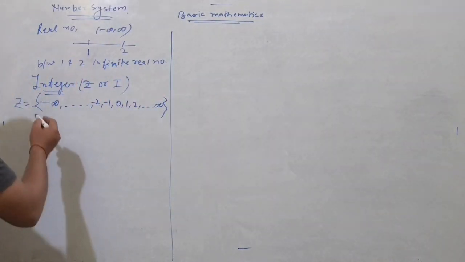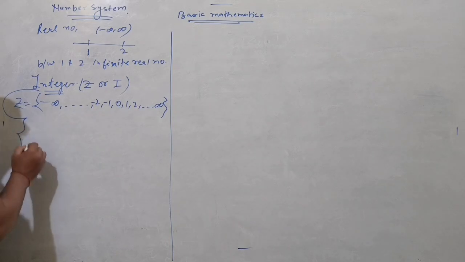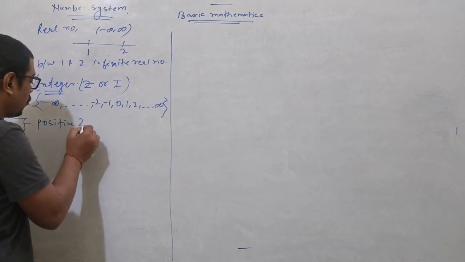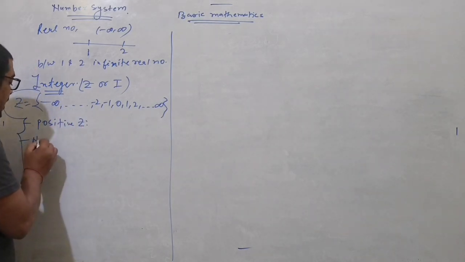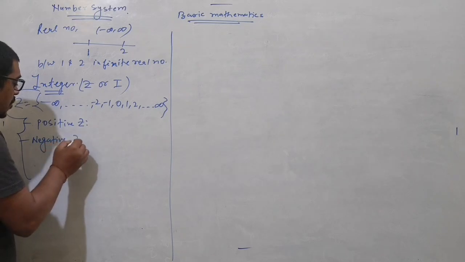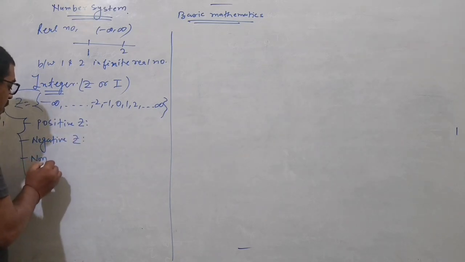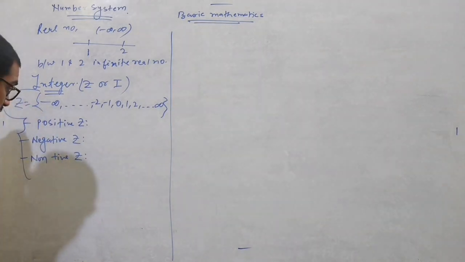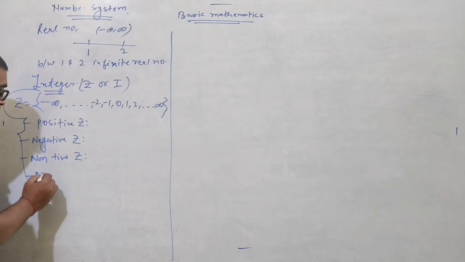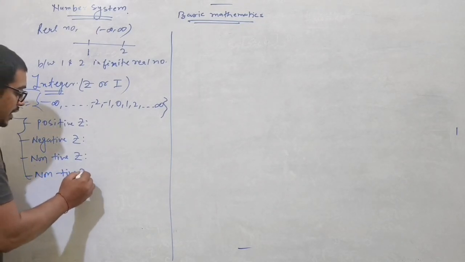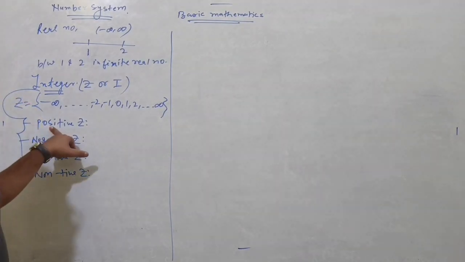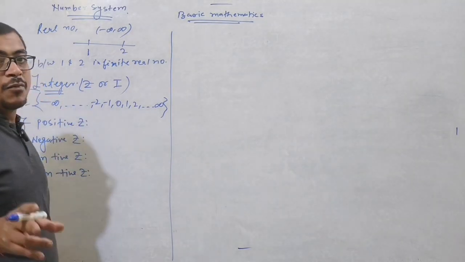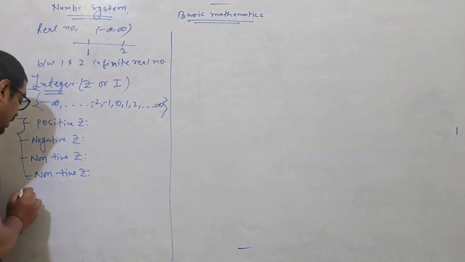What are the parts actually? The integer is divided into 4 parts. First, positive integer. Then negative integer. Then non-positive integer, and non-negative integer. So what is a positive integer? Positive integer means not negative, but you can't start from 0 because 0 is neither positive nor negative.